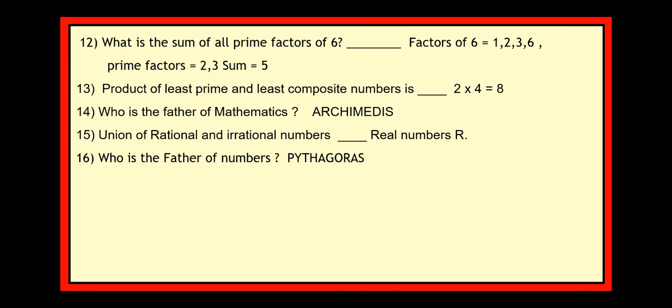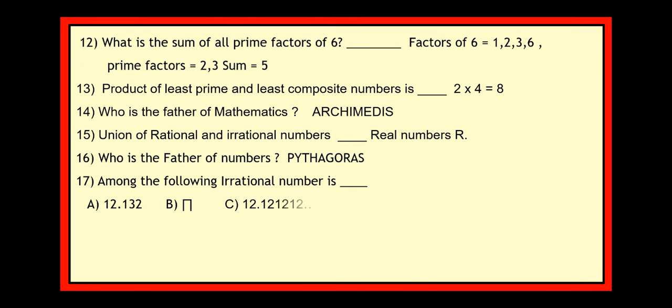Pythagoras is widely known as the father of numbers. Now question number 17. Among the following, irrational number is... it may be a multiple choice question. Look at the options. A: 12.132, and option B is pi. Option C: 12.121212 and so on, and option D is root 4.